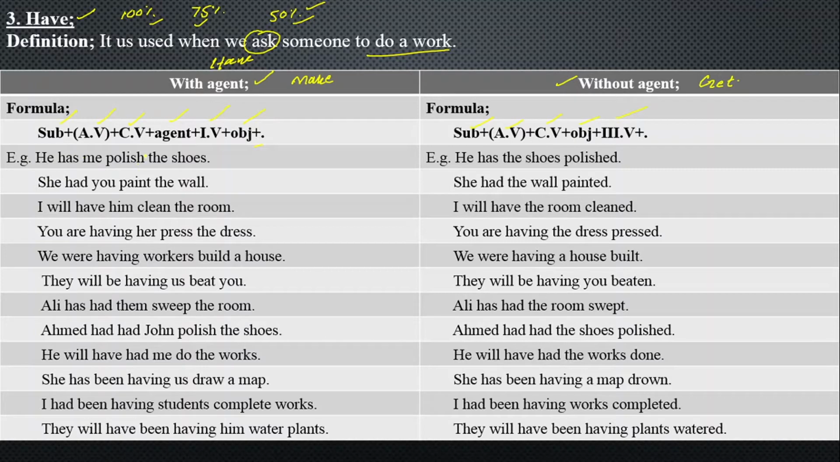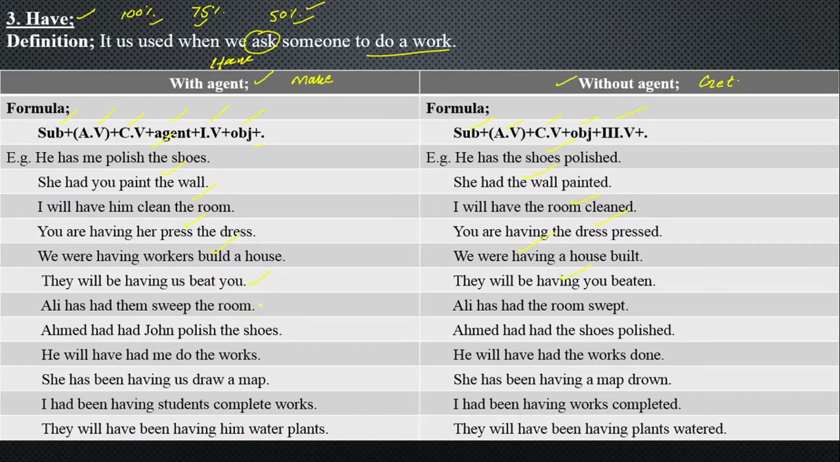He has me polish the shoes. He has the shoes polished. She had you paint the wall. She had the wall painted. I will have him clean the room. I will have the room cleaned. You are having her press the dress. You are having the dress pressed. We were having workers build a house. We were having a house built. They will be having us beat you. They will be having you beaten.